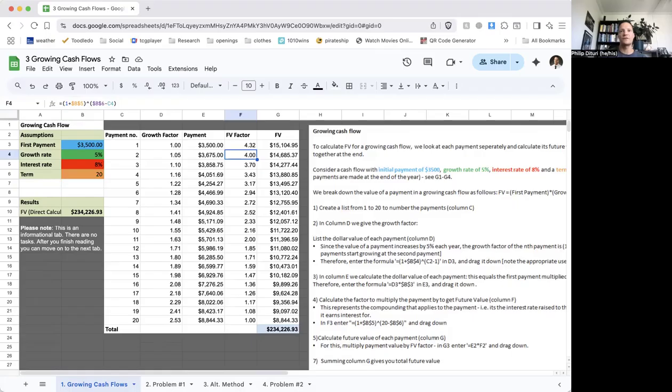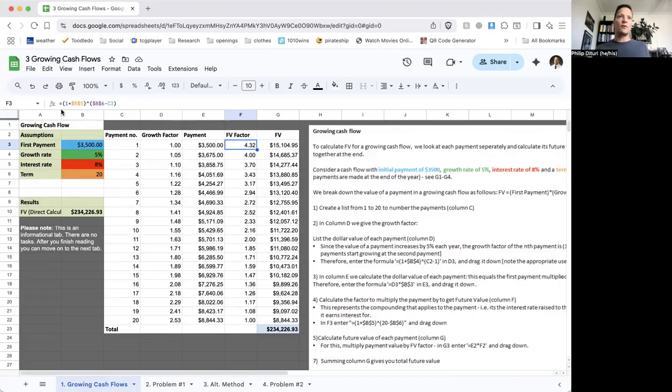So here, our future value factor is telling us that for every dollar we deposit in our first payment, we will have $2.34 by the end of this growing cash flow, by the end of this series of payments, by the end of these investments. At the end of our investment, right, this 3,500 will become 3,500 times 4.3. It will become $15,104.95.